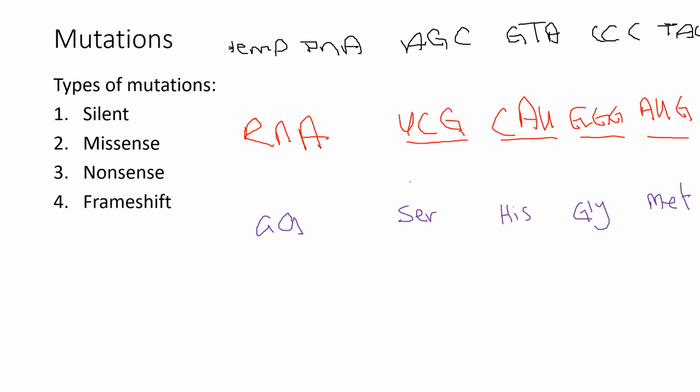Let's see. Right, where did I put it? Hold on. AGC, GTA, CCC. So I am going to put it right here. Instead of GTA, okay, we're going to make it GTT. Okay, so that's me illustrating the mutation.